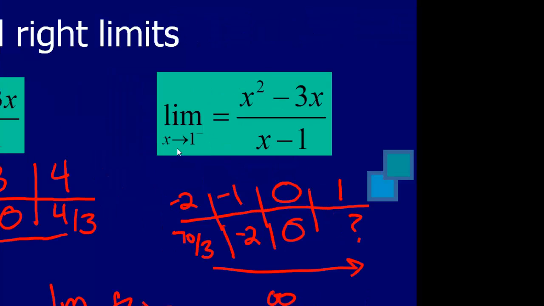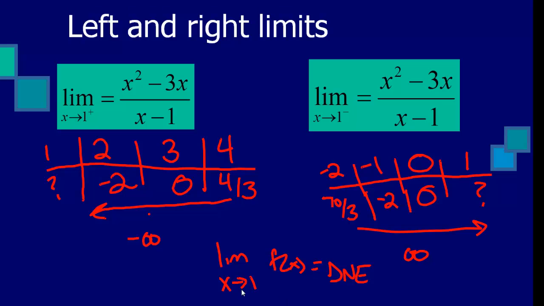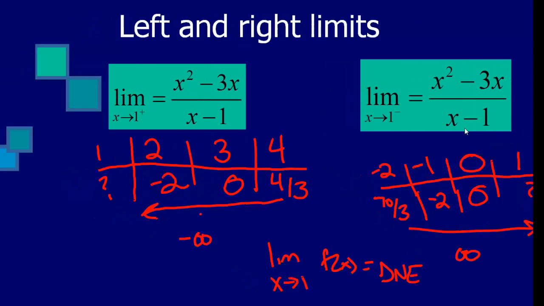As we approach x equals 1 from the left-hand side, however, the numbers get larger and larger. If you made a table like -2, -1, 0, maybe you went 0.5 or 0.8, you got closer and closer to 1, you'd see that the numbers got larger and larger. Therefore, the limit as x approaches 1 of this whole function does not exist because it's approaching two different values, negative infinity and positive infinity.